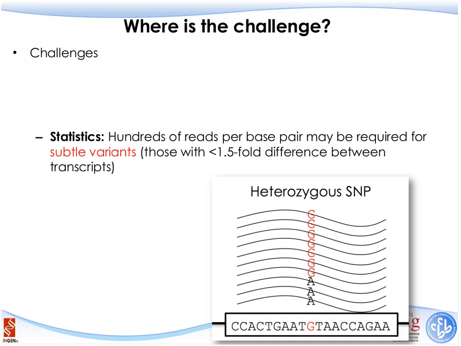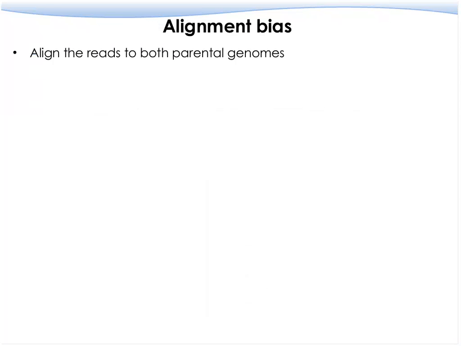In order to address this, people have proposed several different ways, using different levels of bioinformatics analysis, to correct the alignment-specific bias. The first one is to align the sequencing reads to both parental genomes.